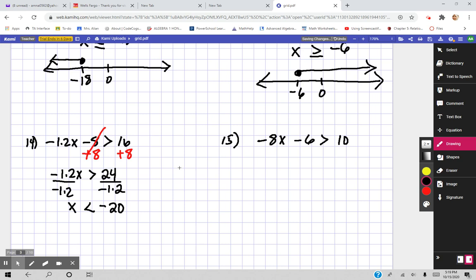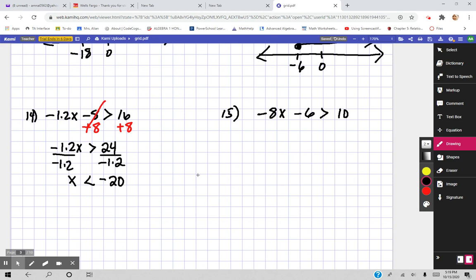How did you do? If you got that, good job. Now let's just graph the solution set. Negative 20 will be somewhere on the left. This will be an open circle going to the left. Okay, keep going.